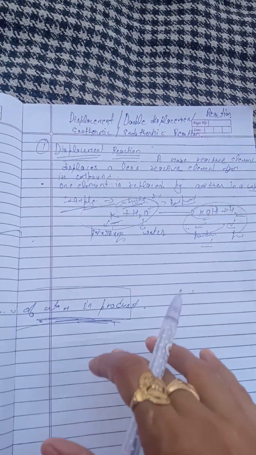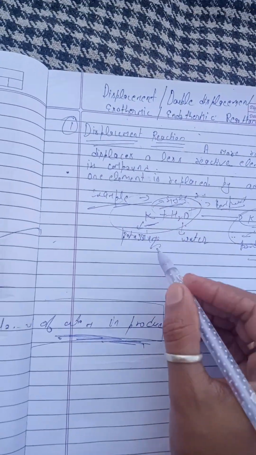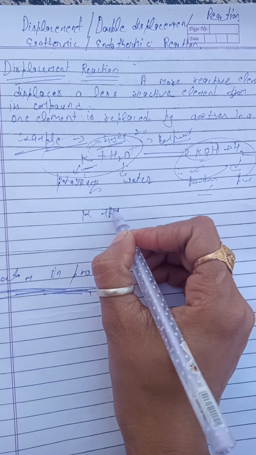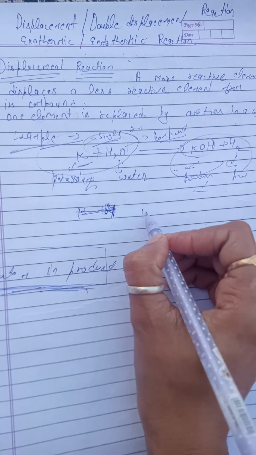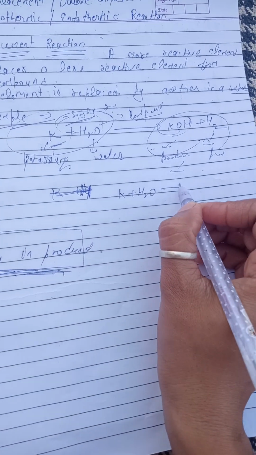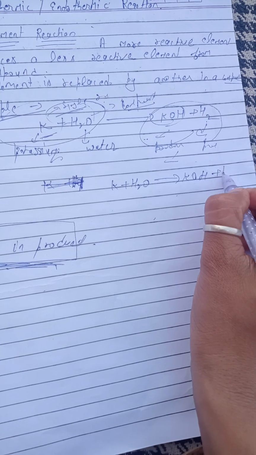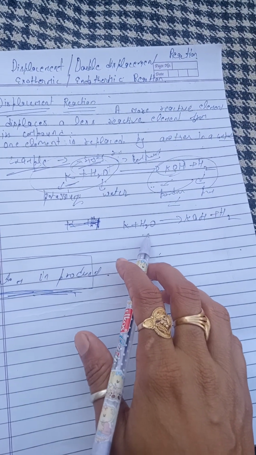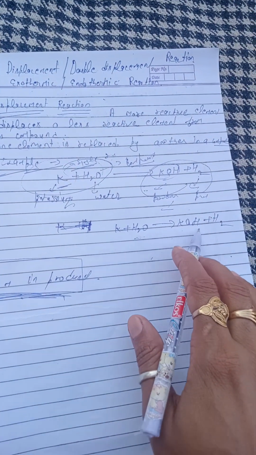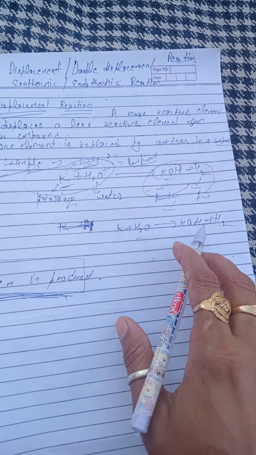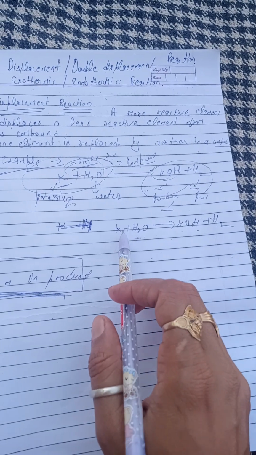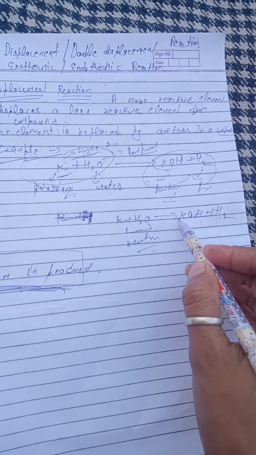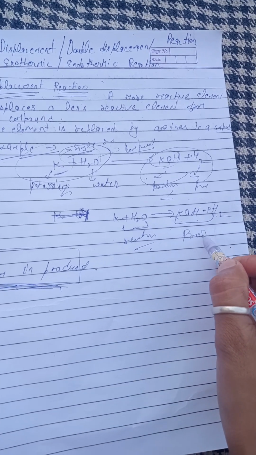Now the example of the displacement reaction is K plus H2O is equal to KOH plus H2. Here K is the potassium. When potassium reacts with the water, then it gives KOH plus H2. It means we can say that when potassium reacts with water, this is the reactant and this is the product.